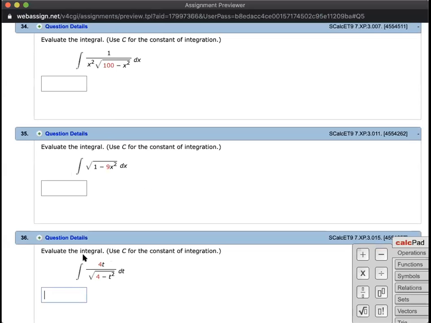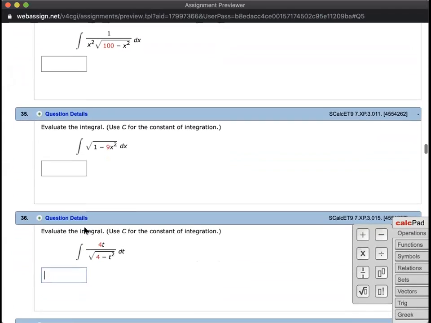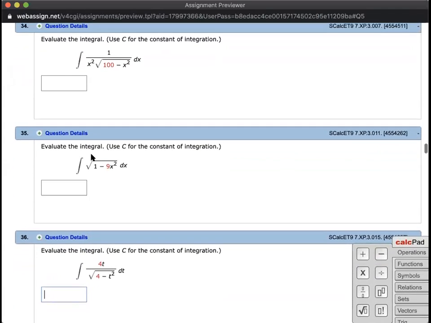These 3 problems are good to look at together. 34, 35, 36, they all involve square roots that you could get rid of using trig sub. 34 and 35 should be done using trig sub, but 36 should not. Why not? What could you do on 36 instead? Couldn't you do u sub? You could do u sub.